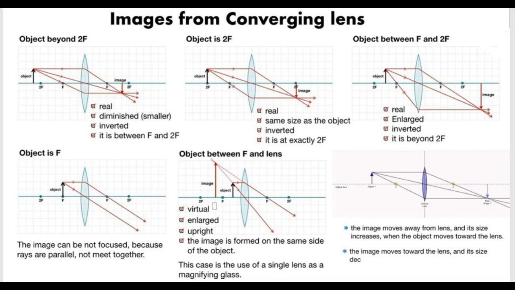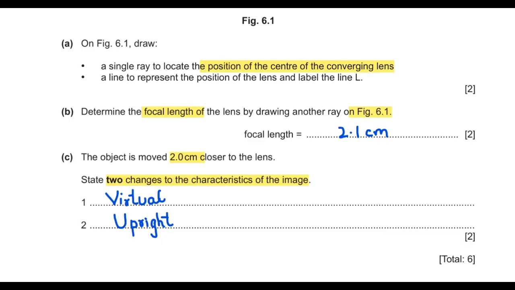For a converging lens, when the object is between the focal point and the lens, the image is not made by actual meeting of rays, but we extend our rays and they appear to meet somewhere and make the image. That means the image is virtual, it is enlarged, and it is upright, and the image is formed on the same side as the object. So I'm naming two different characteristics: the image is virtual and upright this time.